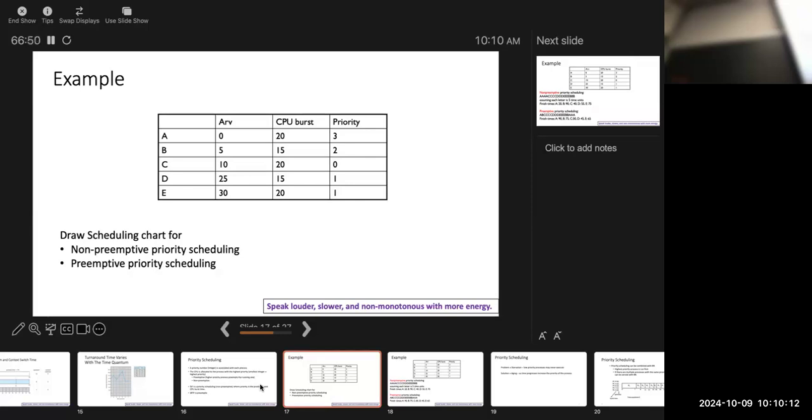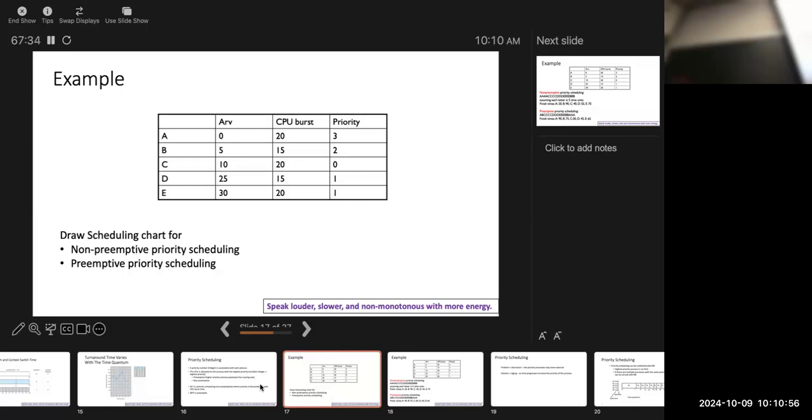Then I look at the available processes. So we have 3, 2, and 1. So 1 is highest. So I schedule D. And sorry, at 30 I already have E also, right? E has the same priority level as D, so I can choose any one of them. Let's say I choose D. So I allow D to execute and it executes for 15 time units, so 45, right? So now this one is done.